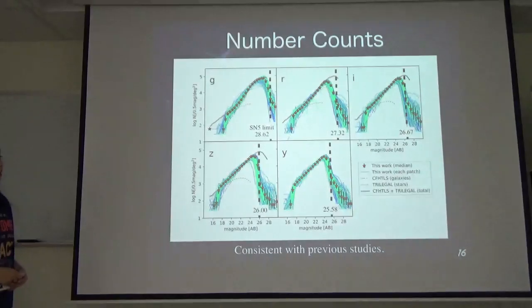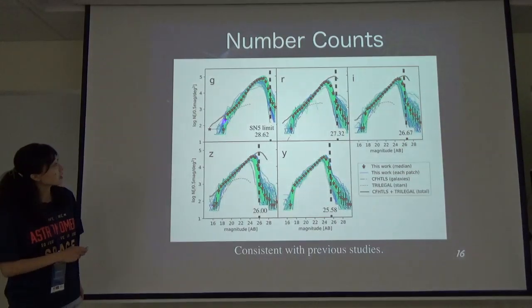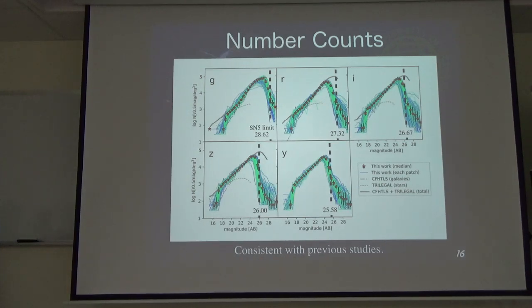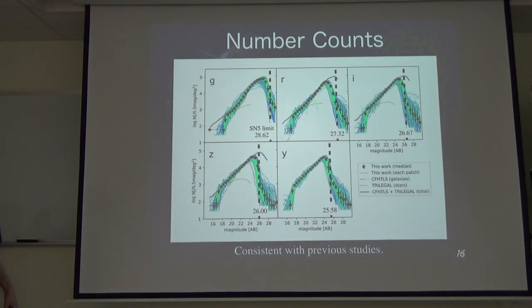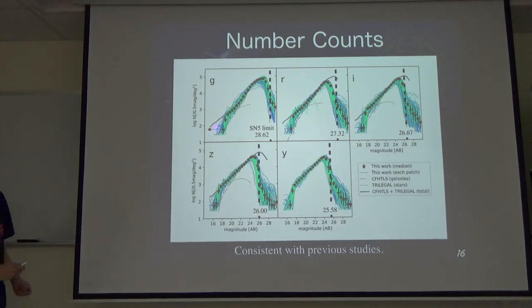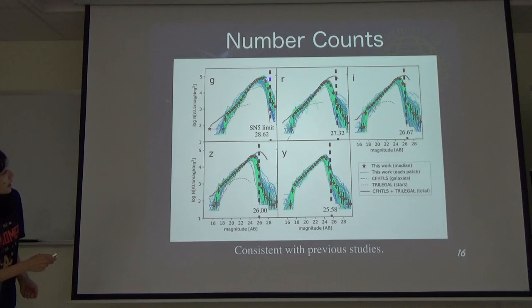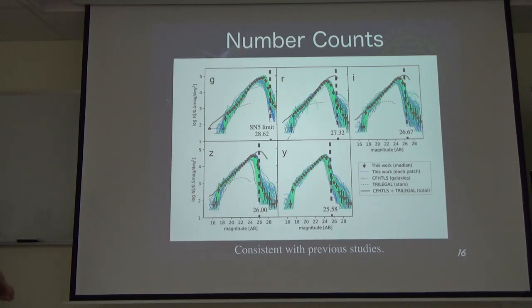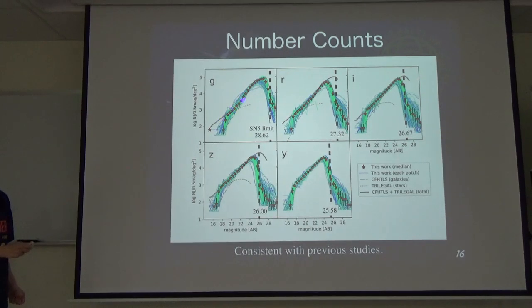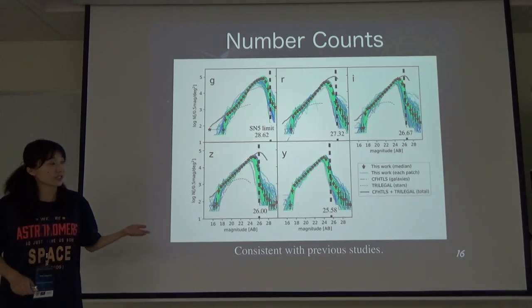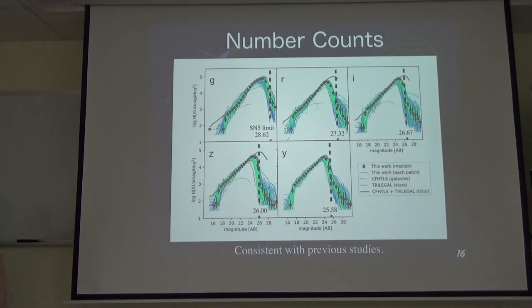And this is a number count figure. The red stars mean the median number count of the different sky regions. And this gray solid line is a result from the previous study. And we can see that our result is consistent with the previous literature. So this is also great.